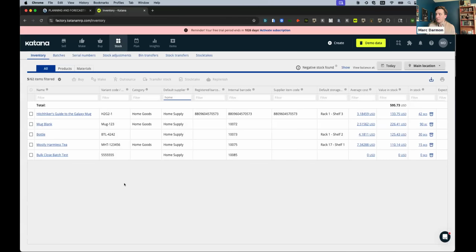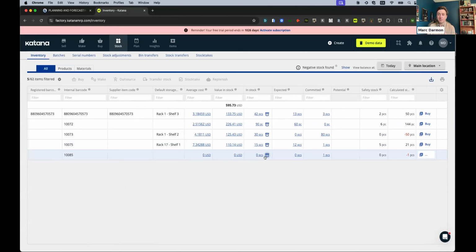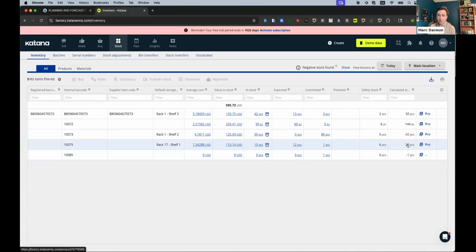So on Katana, if we're looking at the stock screen to start, let's go with my mostly harmless tea as our example SKU here. So if we scroll across, this is where we're going to find those buckets that make up calculated stock ultimately. So again, we have in stock. So we have 15 units. We have 12 that are expected inbound. We have one that is currently committed. And then I currently have a safety stock of 5 pieces. But if I want to say that's actually 6 pieces, I can change that. And that will calculate myself to 20 pieces for my calculated stock. So again, that's that figure that I want to always use for my planning and forecasting to ensure that I'm not dipping below.